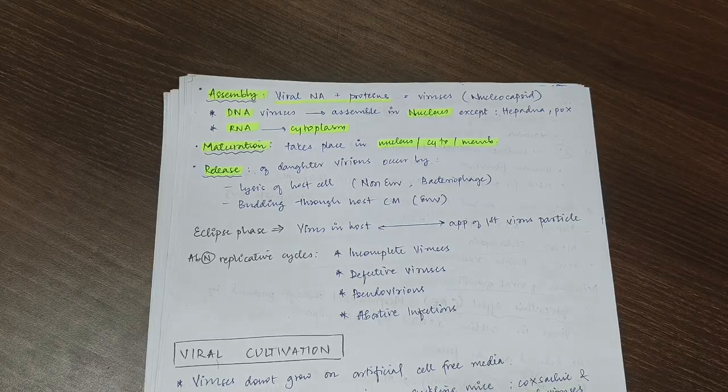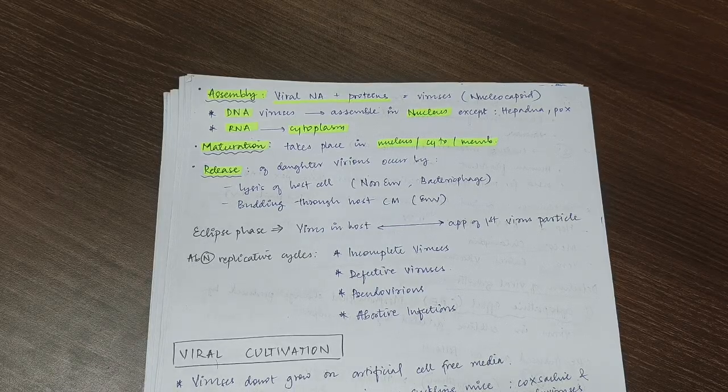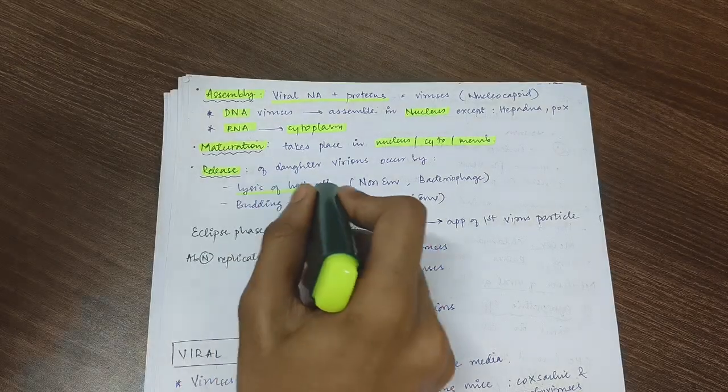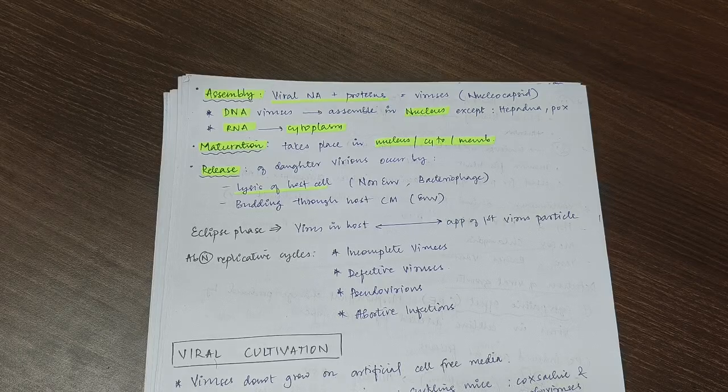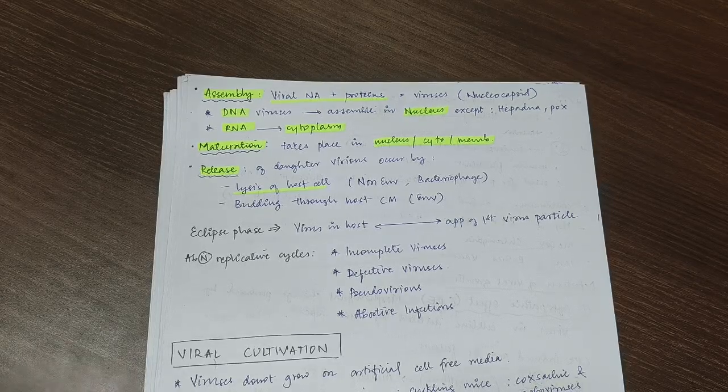They are going to mature in the maturation phase, which happens in the nucleus and the cytoplasm or the membrane. Then they are released out. Those daughter virions are released out by what? By lysis of the host cell. That happens in non-enveloped viruses and bacteriophage. The outer layer of the cell is lysed and the inner contents come out of it.